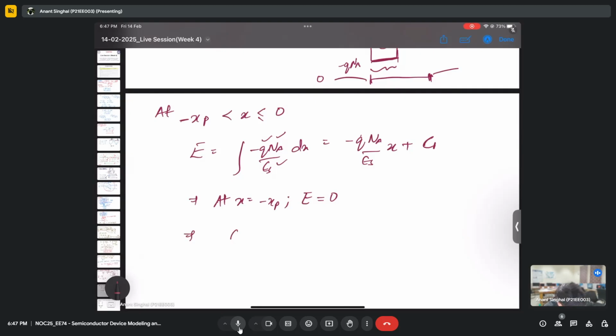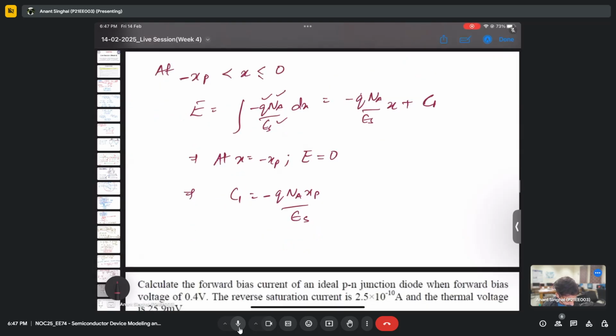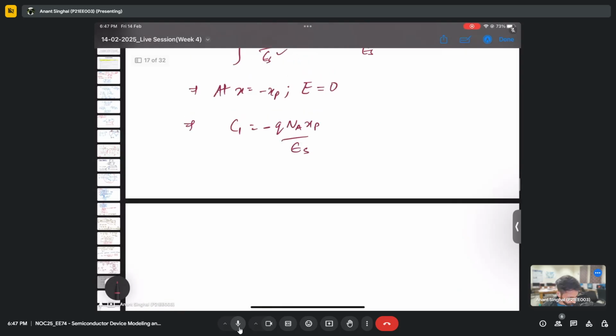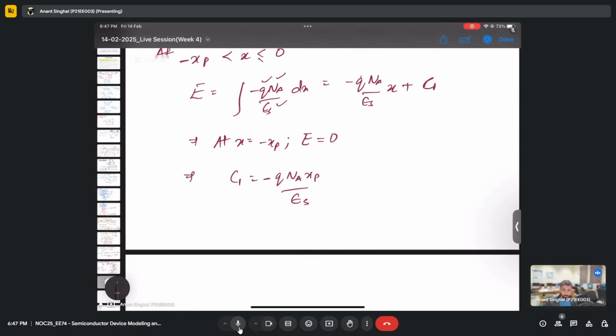So C1 will come out to be q na xp by epsilon s, with a minus sign also. Any doubts here in the calculation of C1? Take your time.